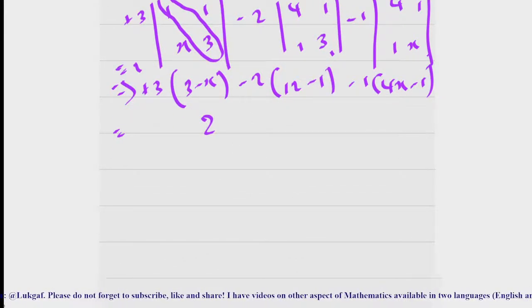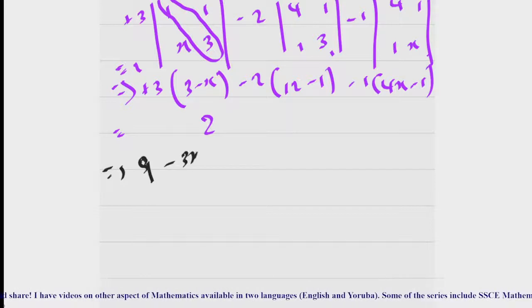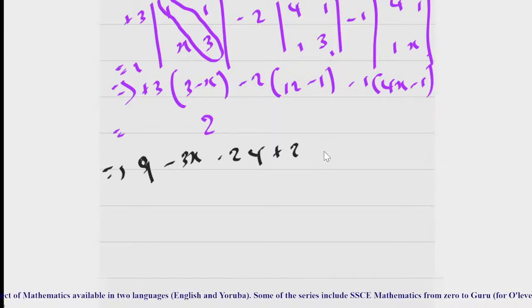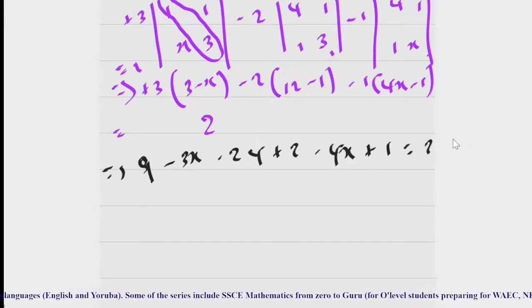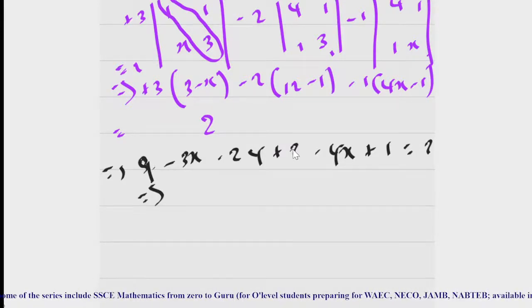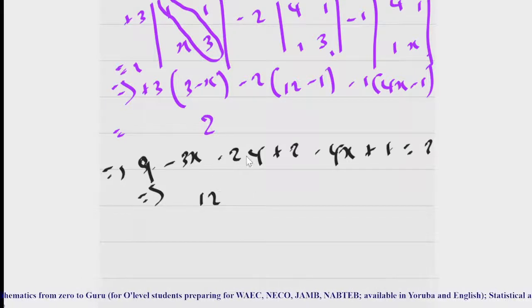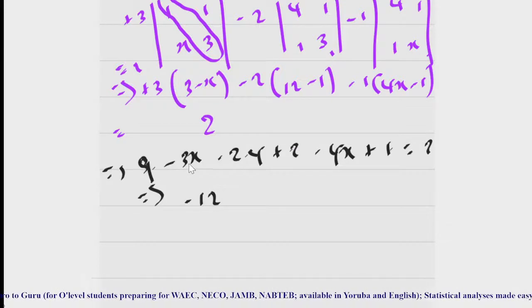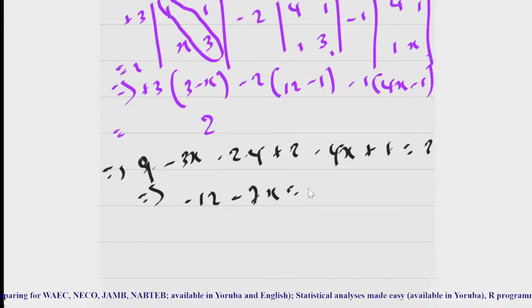Now, if you simplify further, then I'm going to have 3 times 3, that's going to give me 9, minus 3x, minus 24, plus 2, minus 4x, plus 1, is equal to 2. I hope you understand now. So let us collect the like terms. 9 plus 2 is 11, plus 1 is 12. 12 minus 24 is minus 12. Minus 3x minus 4x is minus 7x, equal to 2.